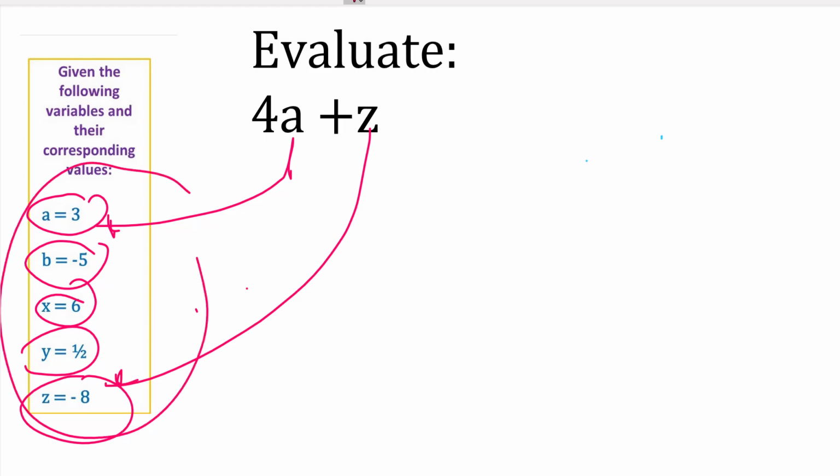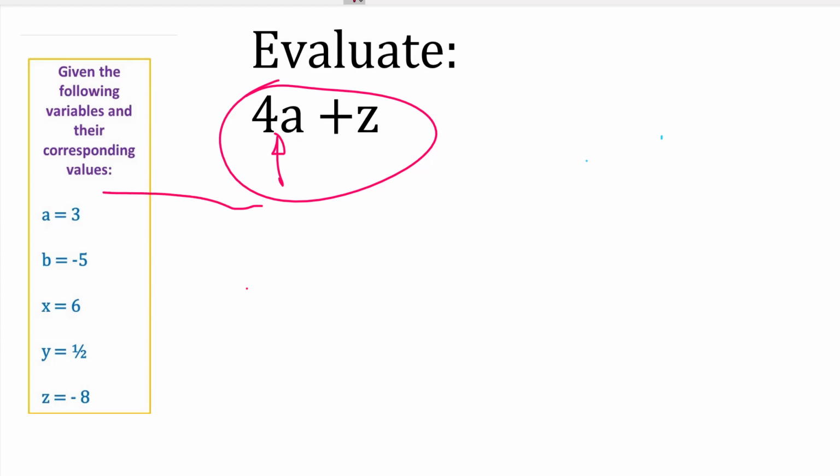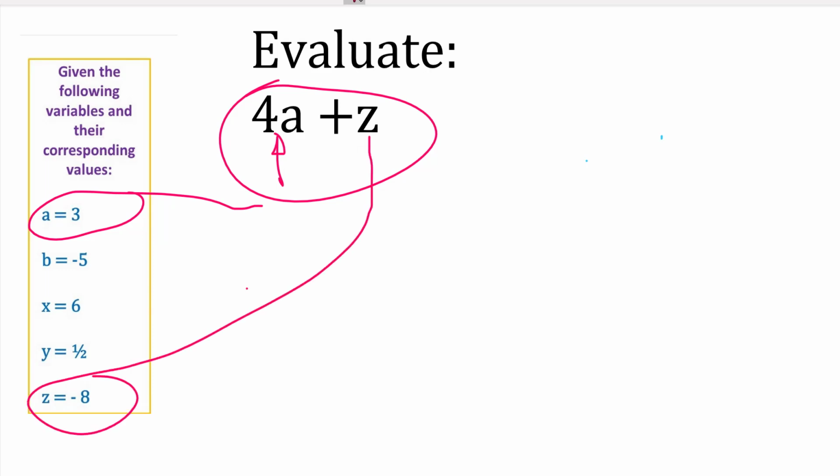These values are given, and we'll be using them for these succeeding problems as well. Okay, so let's try to start now. Our problem is 4a plus z. So we have to evaluate it. 4a means 4 multiplied by a, 4a. And then we'll be substituting a, 3 there, and for z we'll be substituting that also. Okay, so let's proceed.